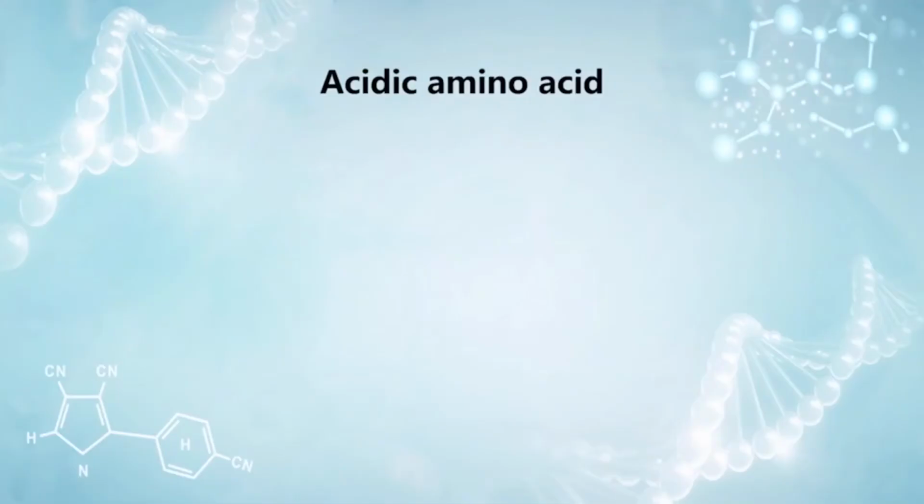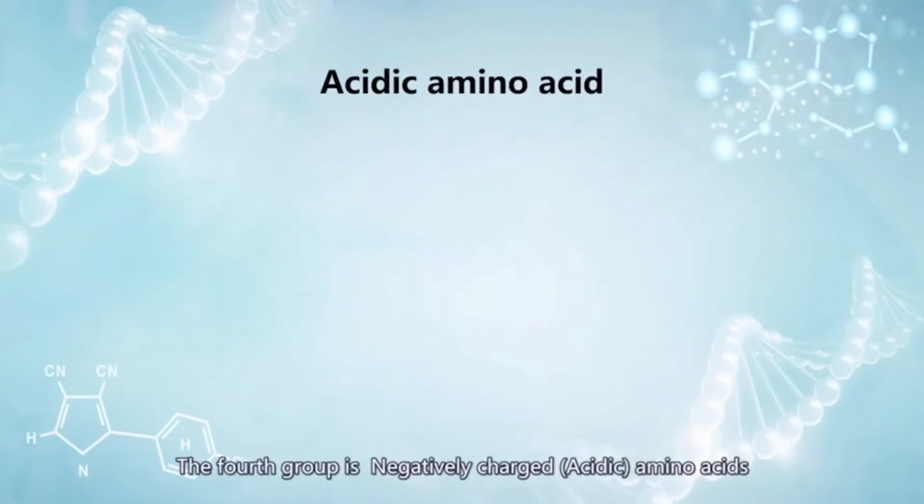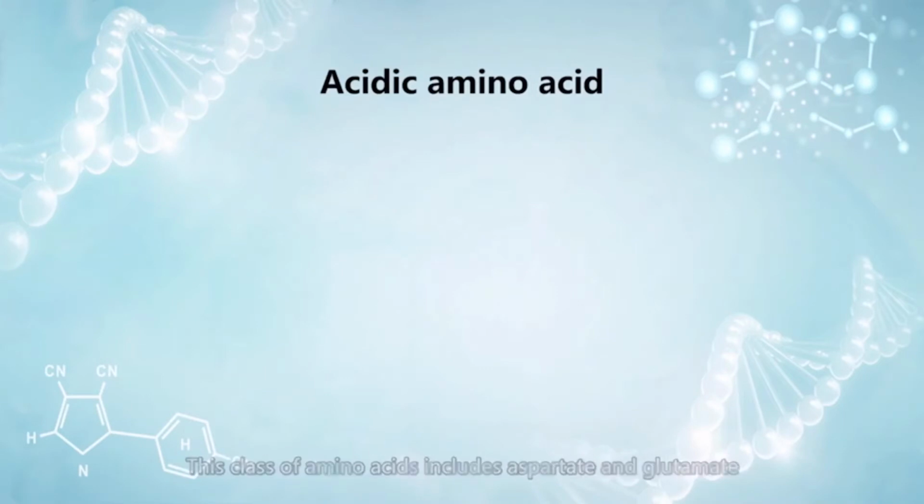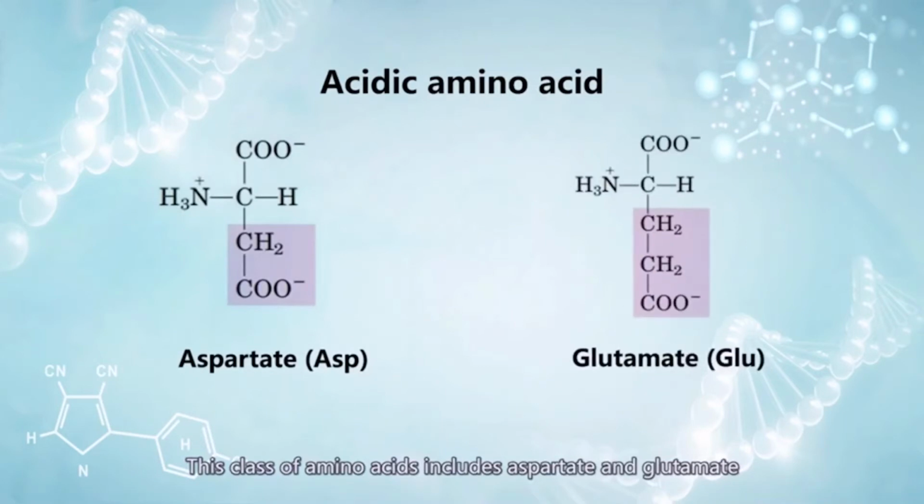The fourth group is negatively charged amino acids. This class includes aspartate and glutamate, each of which has a second carboxyl group. Their R groups can donate protons and function as weak acids.